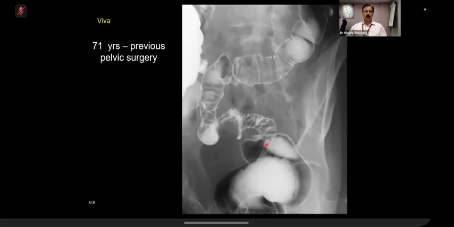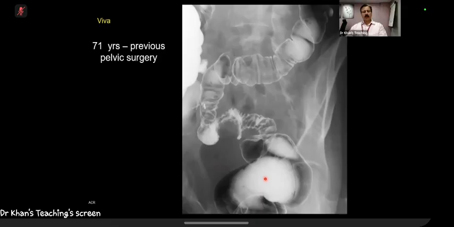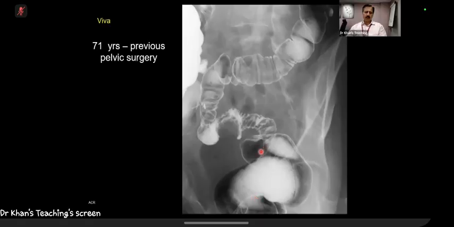Okay. So conclusion, what is happening here? I think this is an extrinsic compression from the nearby uterus, secondary to recurrence, maybe, or fibrotic. Okay. I'll take over. This is a classical exam case.